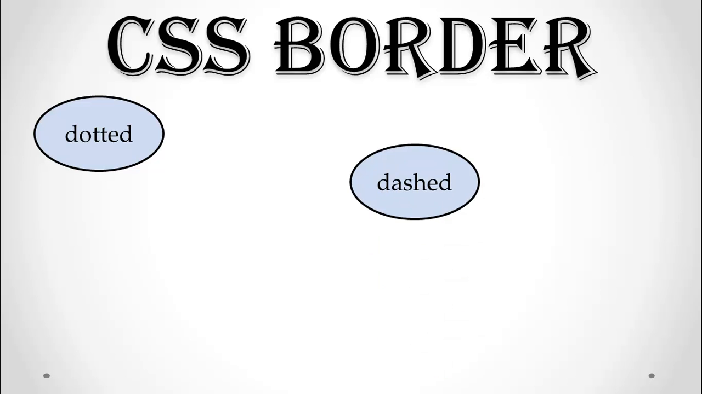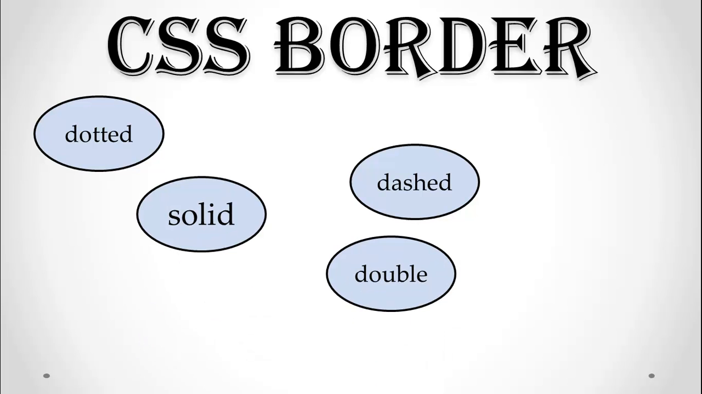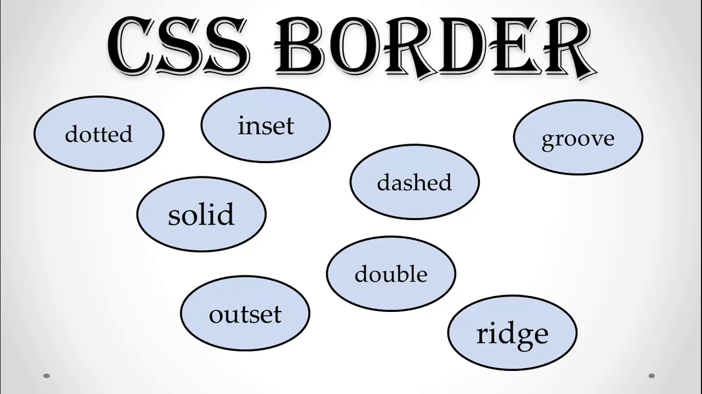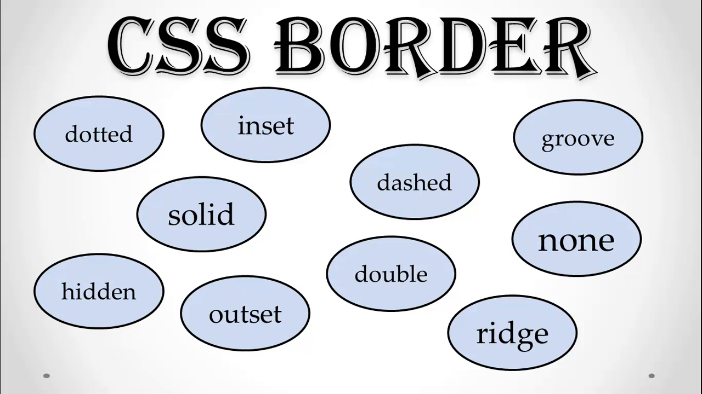Now CSS border. The border style property specifies what kind of border to be displayed. The following values: dotted defines a dotted border; dashed defines a dashed border; solid defines a solid border; double defines a double border; groove defines a 3D grooved border; ridge defines a 3D ridged border; inset defines a 3D inset border; outset defines a 3D outset border; none defines no border; hidden defines a hidden border. So I'm going to explain you an example of the CSS border.